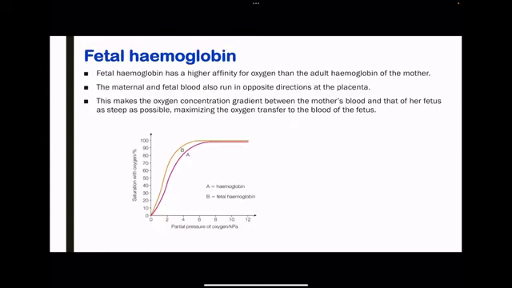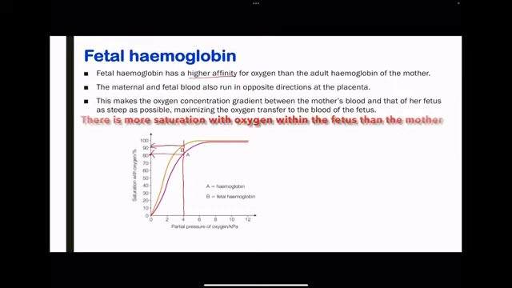Moving on to fetal hemoglobin, of course you should know fetal hemoglobin has a higher affinity for oxygen in comparison to the adult hemoglobin of the mother. So we expect the adult hemoglobin of the mother's curve to be to the right of that of fetal hemoglobin, meaning at the same partial pressure of oxygen, we expect fetal hemoglobin to have a higher saturation with oxygen in comparison to the maternal hemoglobin. You can see it here. There is more saturation within the baby than the mother.